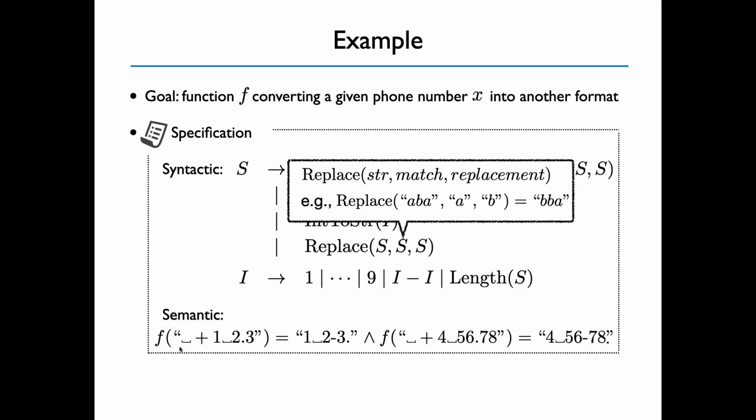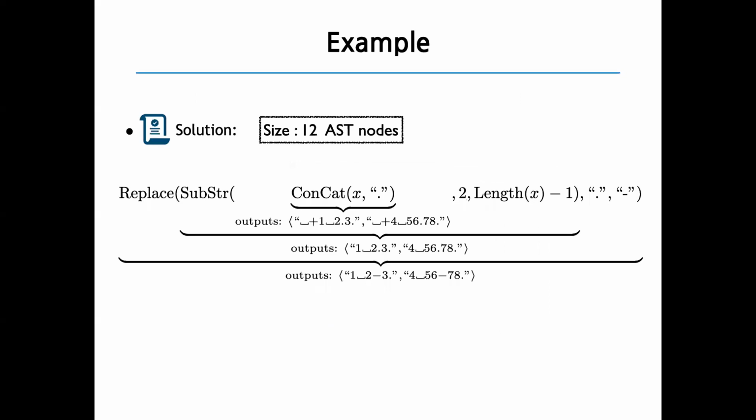We want to remove a leading space and a plus symbol, replacing a dot in the middle with a hyphen and adding a dot at the end. The smallest solution to this problem is as follows. The size of the solution in AST nodes is 12.